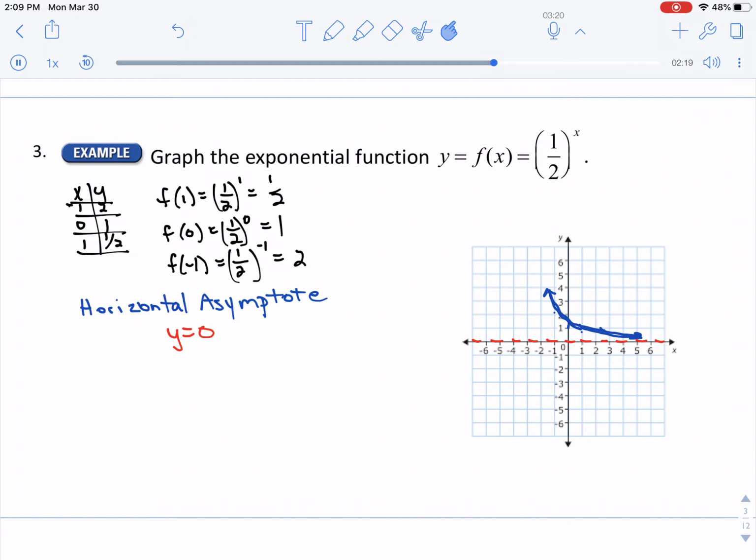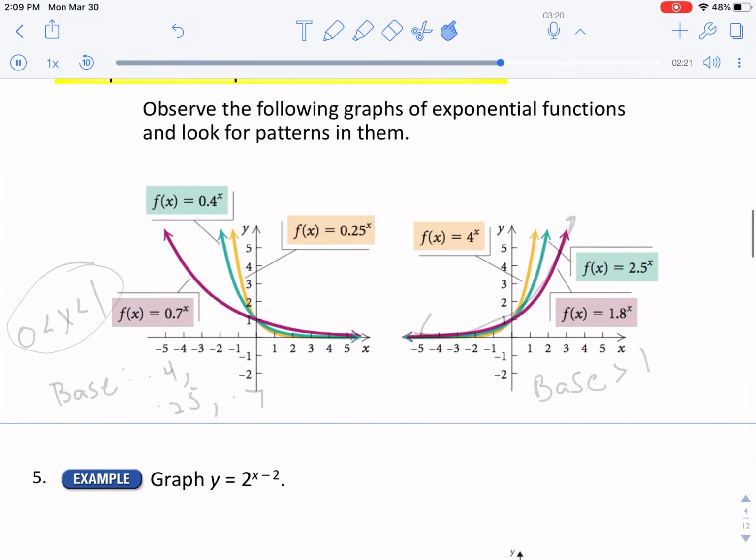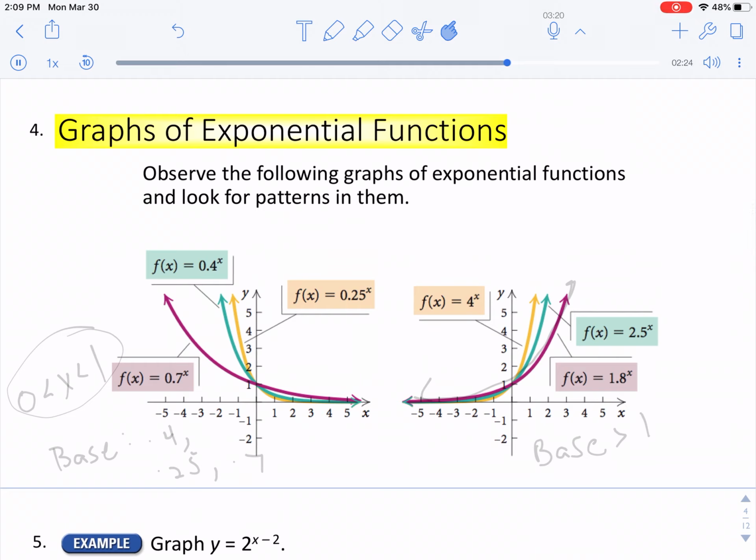All right, let's go ahead and go to the next problem. The next page says to notice the graph of exponential functions and look at the patterns in them. If you've got the green one, which is 0.4 raised to the x power, and the beige one is 0.25 raised to the x power, and the purple one is 0.7 raised to the x power. Notice what all of these have in common is that the base is a fraction. So 0.4 for one of them, 0.25 for the other one, and 0.7 for another one. So all of the bases are between 0 and 1.